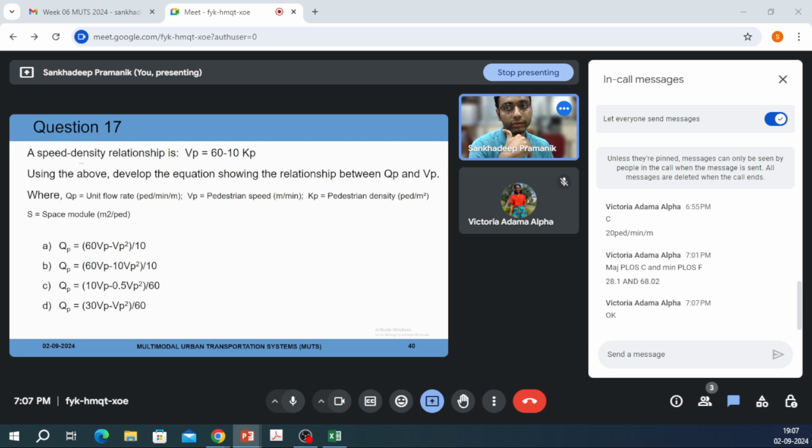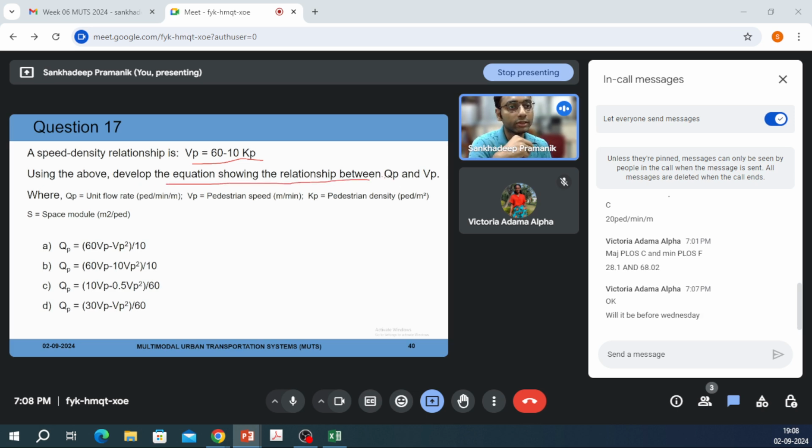So the next question is: the speed-density relationship is given as Vp equal to 60 minus Kp. Using this, develop the equation showing the relationship between Qp and Vp. In the last case it was Qp and Kp, but in this case it is for Qp and Vp. Yes, sure, it will be before Wednesday.